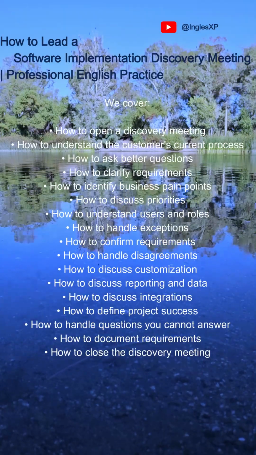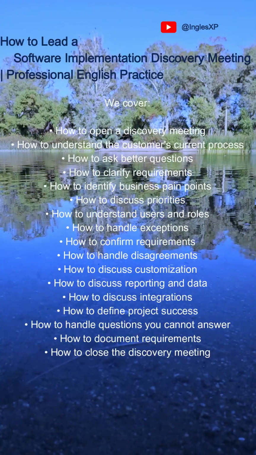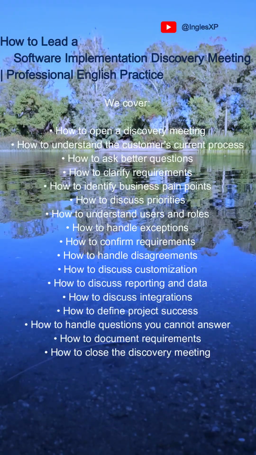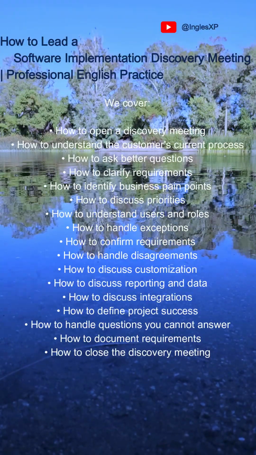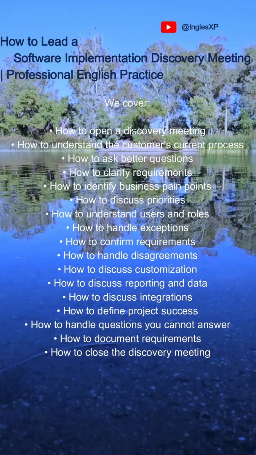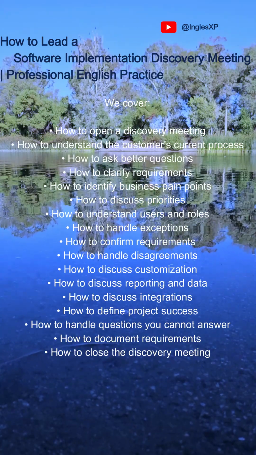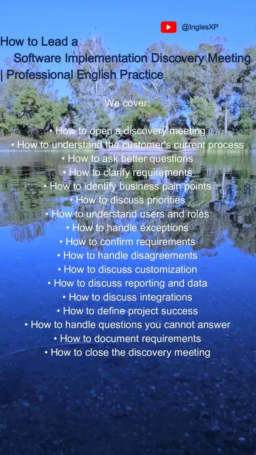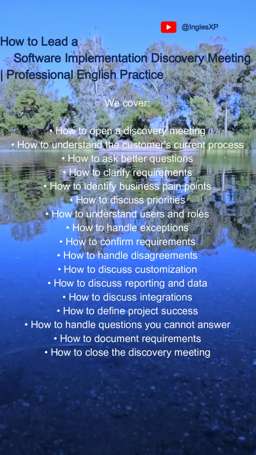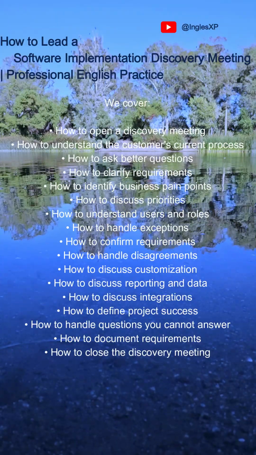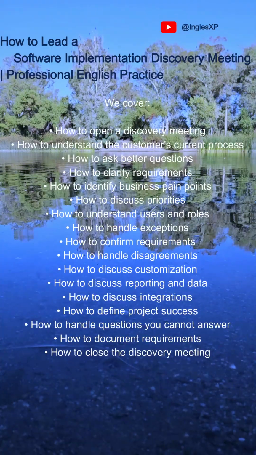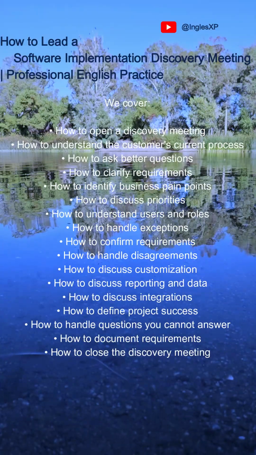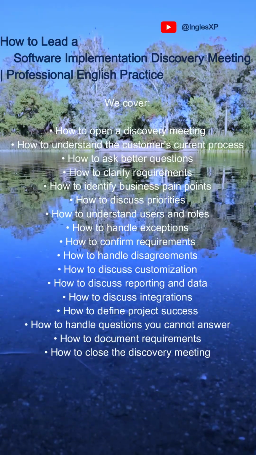To identify problems: "What is the biggest challenge with the current process? Where do you experience the most delays? What is the impact of this problem?" To understand priorities: "Which requirement is the highest priority? What would have the biggest impact on the business?" To handle uncertainty: "I would like to verify that before giving you an answer. Let's document that as an open item." To summarize: "Let me summarize what we have discussed. Is that an accurate summary? Have I missed anything?" And finally, to close: "Let's review the next steps. Is there anything important that we haven't discussed? Thank you for your time today." These phrases are simple, but they are very useful in real professional meetings.